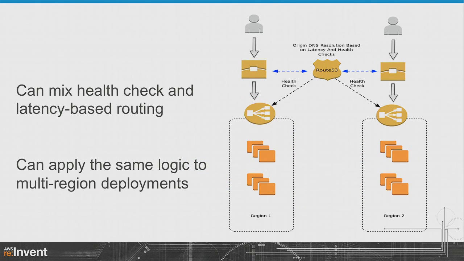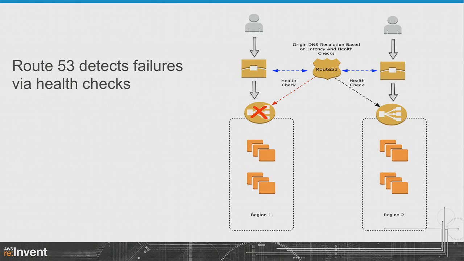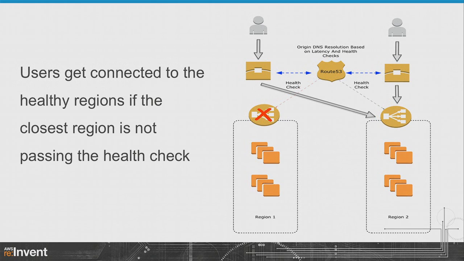And you can marry that with latency-based routing. You don't have to pick and choose. You can have latency-based routing send you to the closest AWS region. And if that region or ELB or anything fails, traffic can shift to the healthy region.